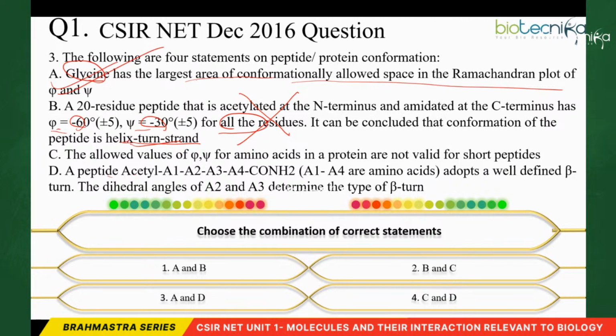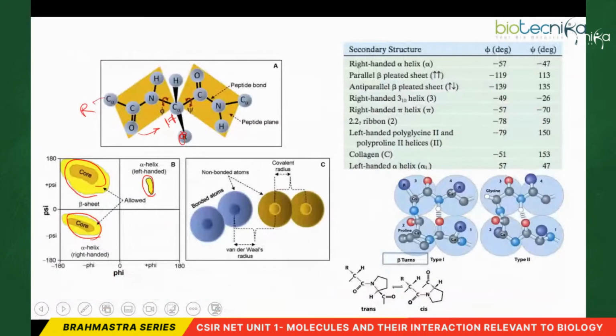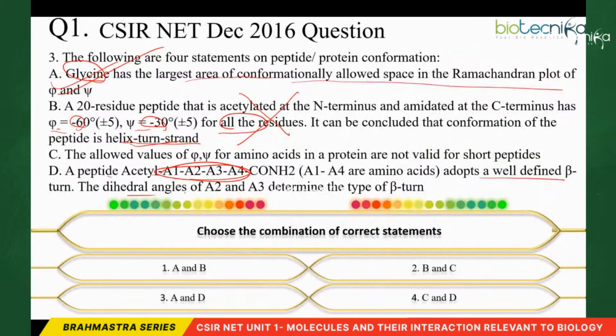Okay, and a peptide, this one is adopting a well-defined beta turn. So you have four amino acids which take a beta turn only. Let me remind you, there are many types of beta turn. Here they are talking about type 1 and type 2. The difference is in the peptide bond orientation between the second and the third amino acid, and that is what makes them a different type of turn. So it is said that the dihedral angle of A2 and A3 will determine the type of beta turn. So this is also a correct statement.